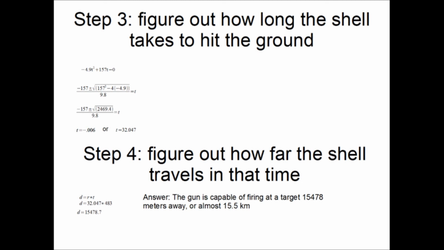What this means in terms of the question is that the gun is capable of hitting a target almost 15.5 kilometers away. However, due to the Soviet equipment having poor sighting systems, effective engagement ranges were actually closer to 3 kilometers. I leave you with an amusing historical fact.